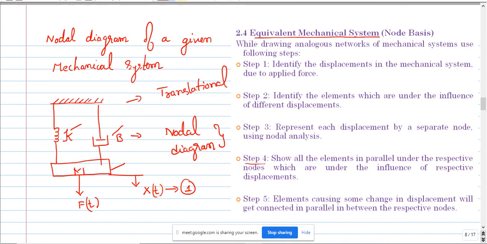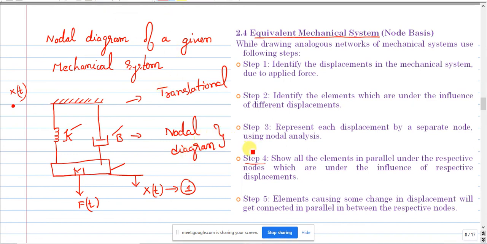Step number 3, represent each displacement by a separate node using nodal analysis. We have one displacement, so the same has to be represented with a node. I will write this as x of t. In case you have two displacements, you need to represent one more with a node. If this is x1, this will be x2 of t. For the time being we have only one displacement, so represent only one node. That is done.